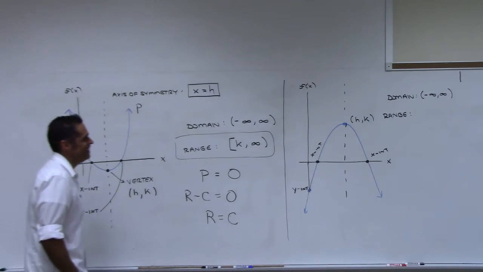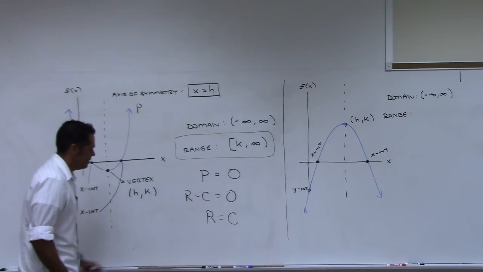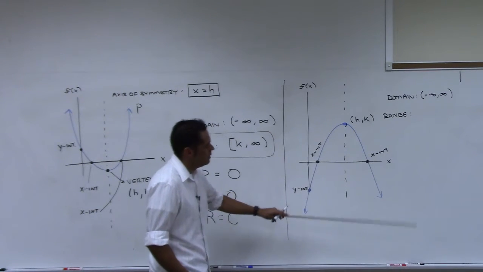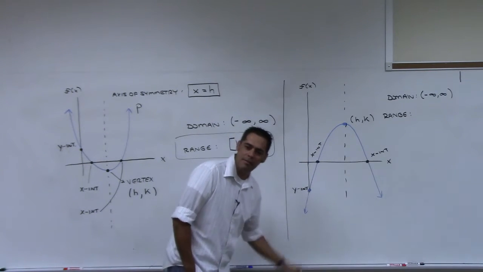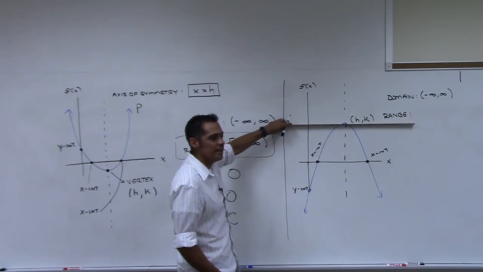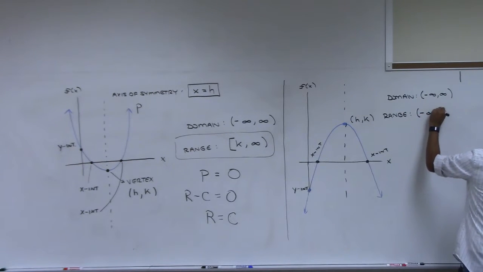All right, what about the range? What about our y values? How is it different in this one? Negative infinity. Yeah, see, it goes down forever here, right? Negative infinity. But it stops where? At k. So we need to write that negative infinity to k.